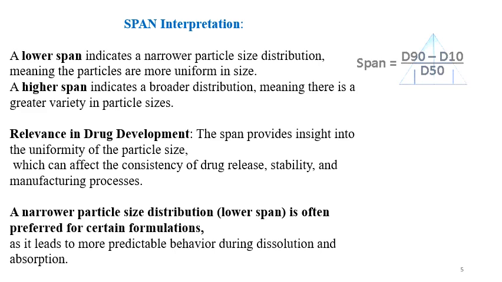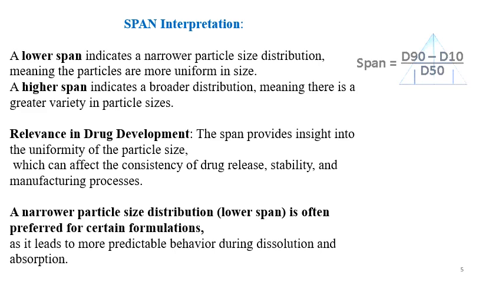Span provides you the information regarding the width of the particle size distribution. A lower span value indicates a narrower particle size distribution, meaning the particles are more uniform in size. So a narrow or lower span means the particle size is uniform, and if the span value is higher, then it indicates a broader distribution, meaning there is a greater variety in the particle sizes.